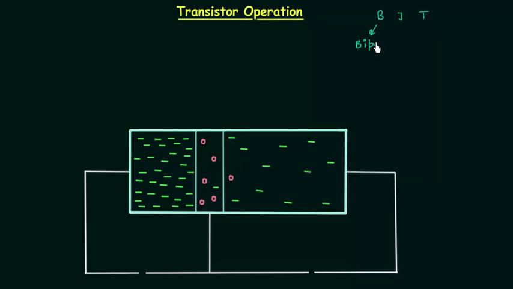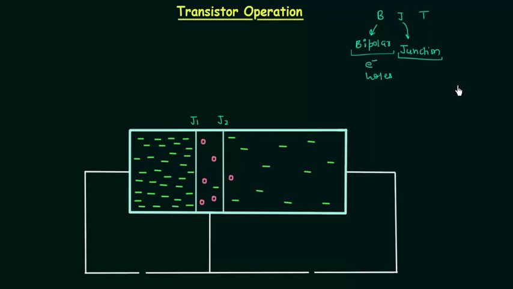We have bipolar in the name because there is involvement of both types of charge carriers. There is involvement of electrons as well as holes in the transistor. That's why we have bipolar in the name. J stands for junction. Two junctions are formed in the transistor, junction J1 and junction J2, so we have junction in the name.